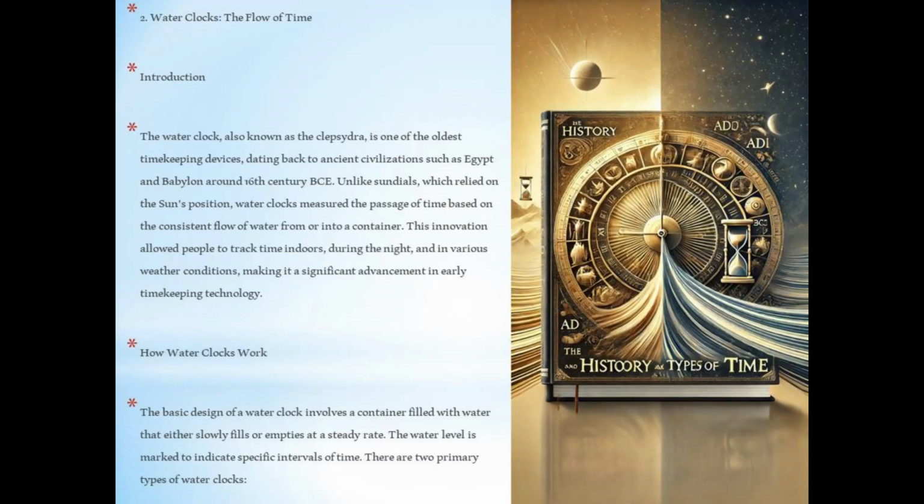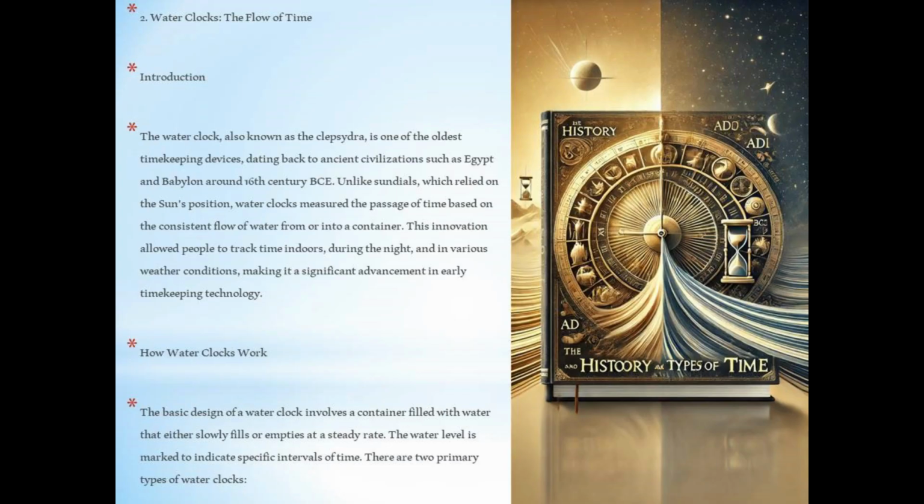Number 2. Water clocks, the flow of time. Introduction. The water clock, also known as the clepsydra, is one of the oldest timekeeping devices, dating back to ancient civilizations such as Egypt and Babylon around the 16th century BCE.